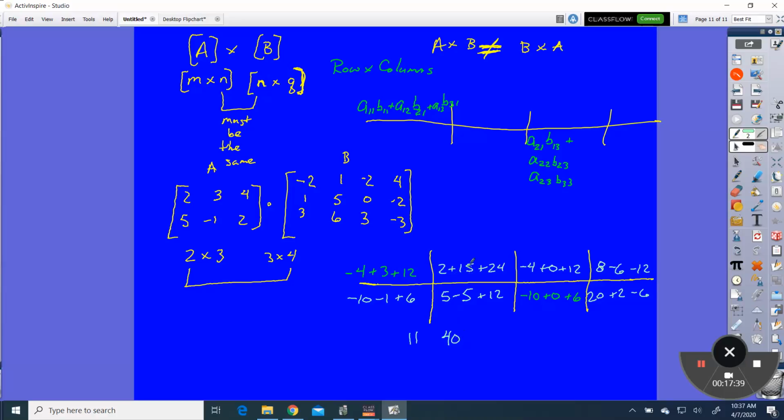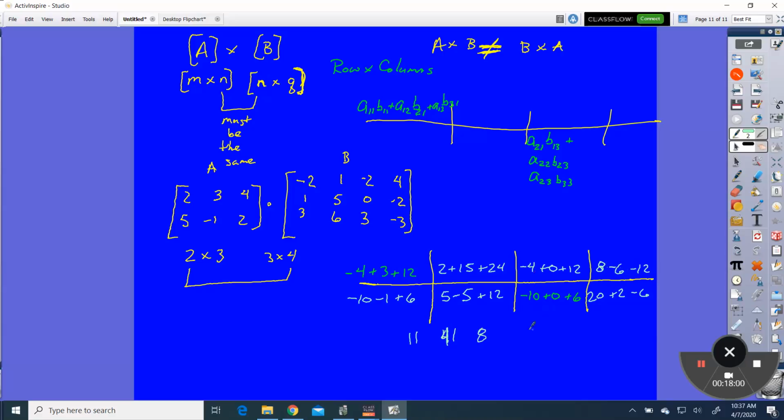2 plus 15 is 17, not 16. So that makes 41. Oh, what are you guys thinking? So anyway, sorry to lead you astray there. 17 plus 24 is 41. 12 minus 4 is 8. 8 minus 6 is 2.